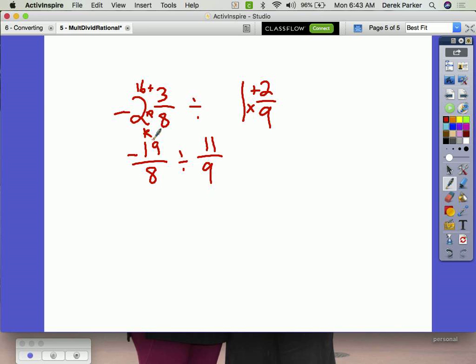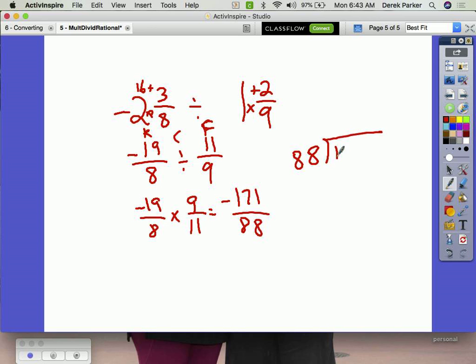Now, keep the first one the same. Change to a multiplication sign and flip it to its reciprocal. 19 times 9 is negative 171 over 88. I now convert it back. 88 into 171 one time, 83 left over. My answer is negative 1 and 83/88.